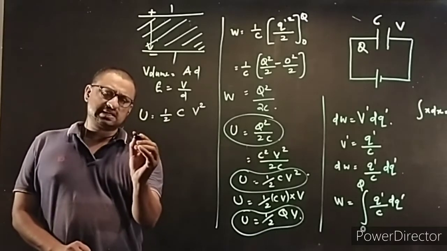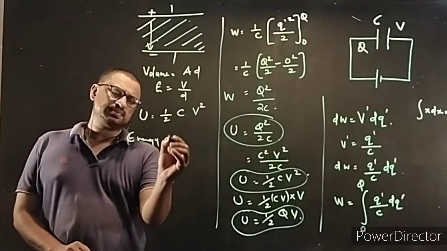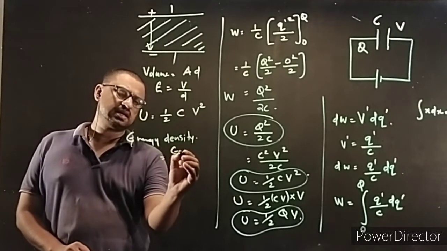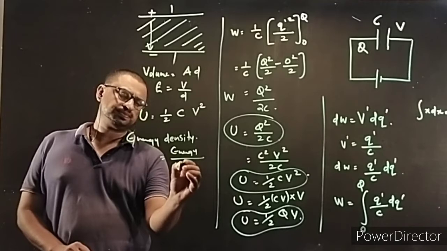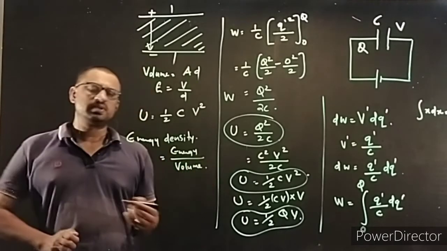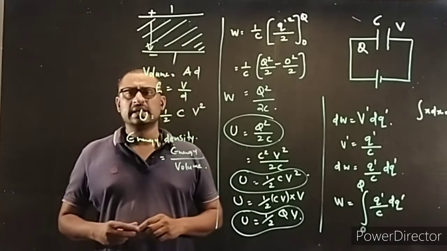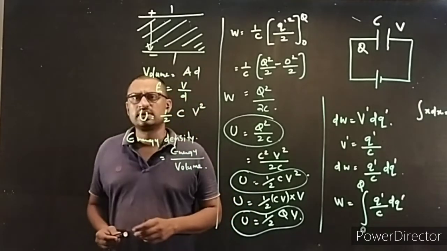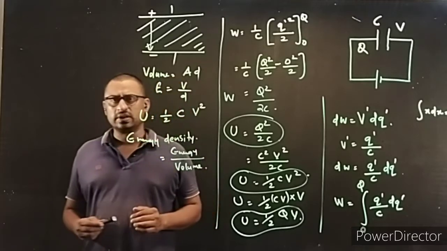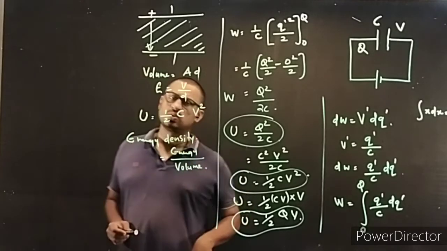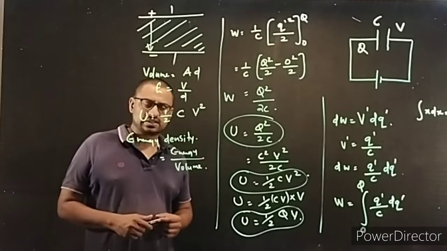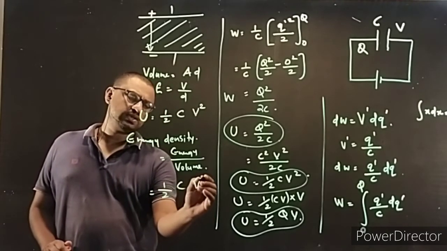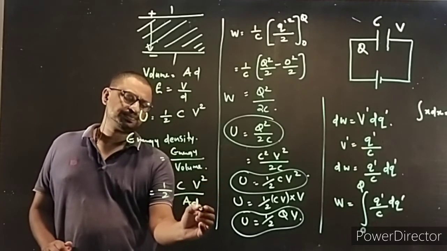Now there is a term known as energy density. Energy density means energy by volume, or more correctly, the energy stored per unit volume. The potential energy stored per unit volume, we call it energy density. So this will be half CV square divided by AD.